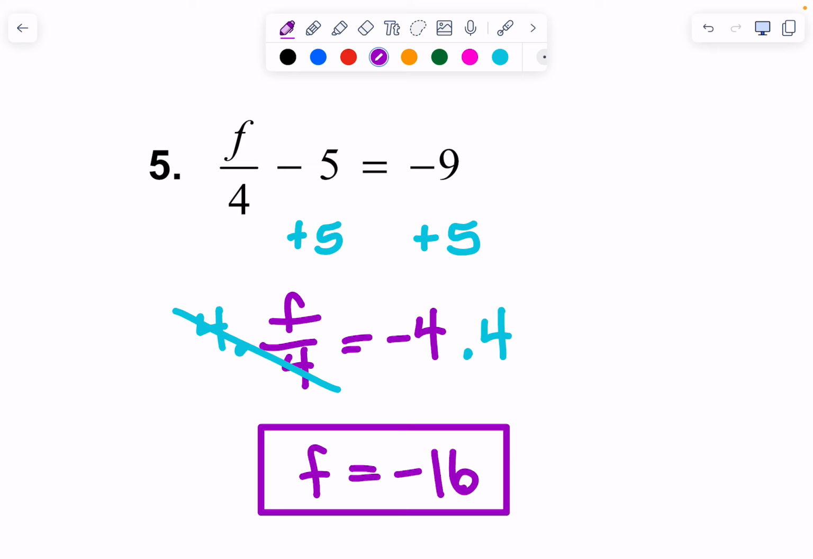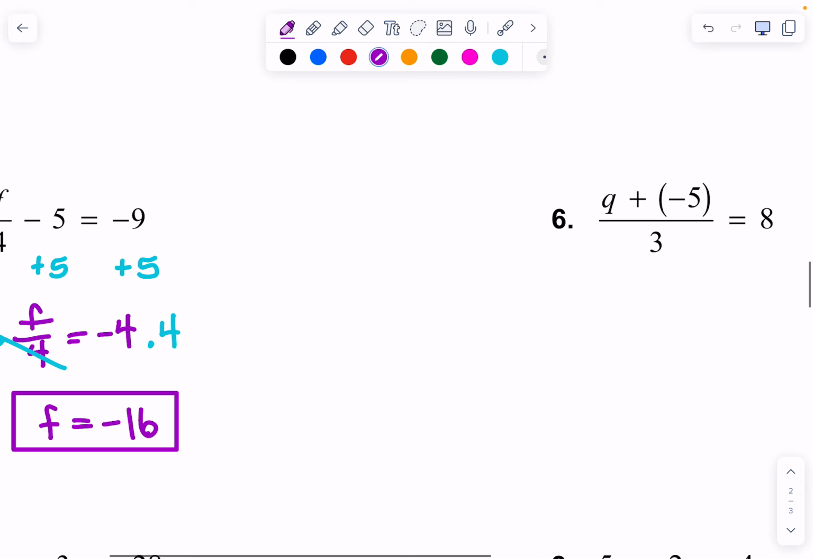Is it possible for us to know if we have the right answer? Yeah, even before you check the answer key. Because you can say, oh, hey, I can plug negative 16 in. F divided by 4, negative 16 divided by 4 is negative 4. Minus 5 is negative 9. Check. Got it right.